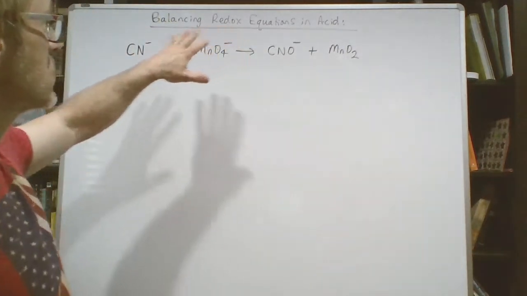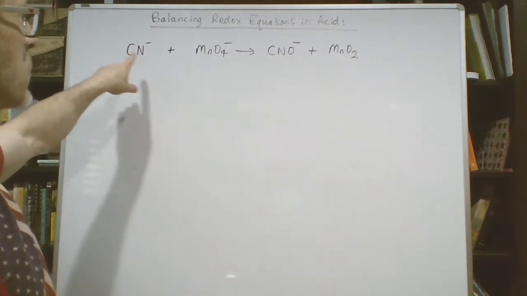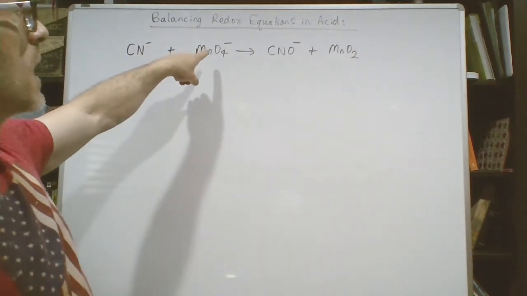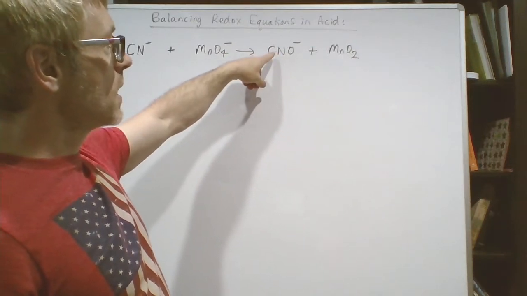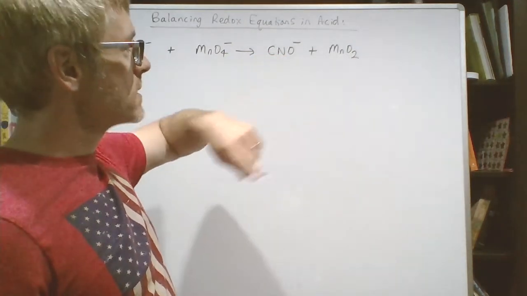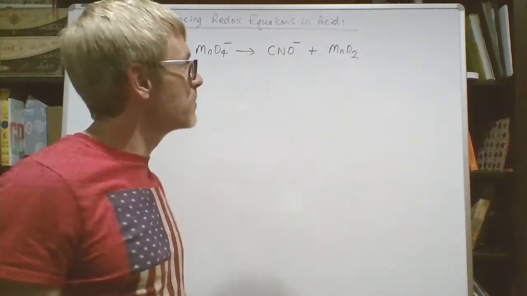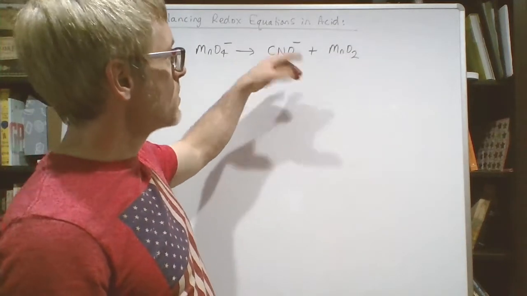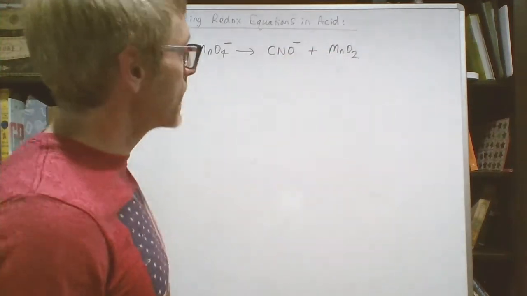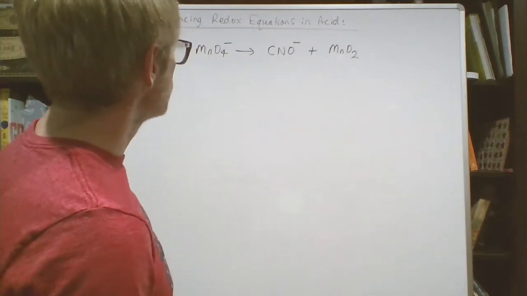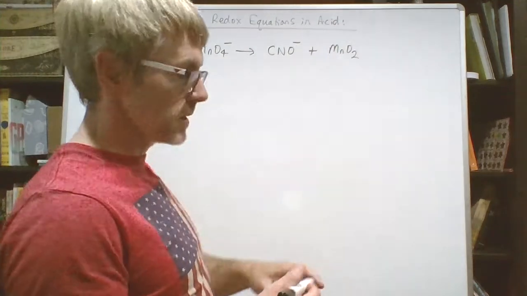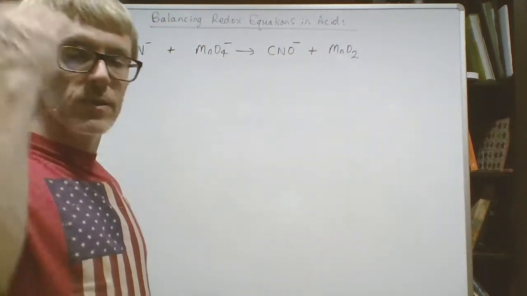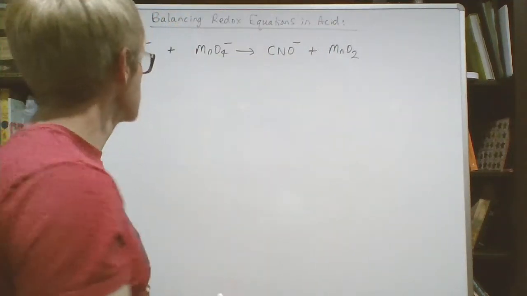Acid is easier, so let's take this equation first. We have cyanide, permanganate ion, CNO minus, the name of that escapes me, cyanate maybe, I'm not sure, and then manganese 4 oxide. Okay, and we're told it's in acidic medium, so that will tell us to click into our acidic rules.